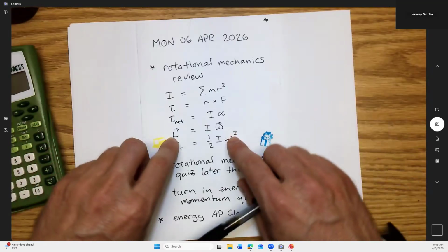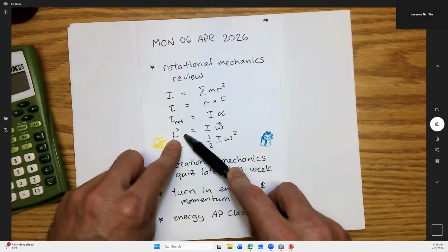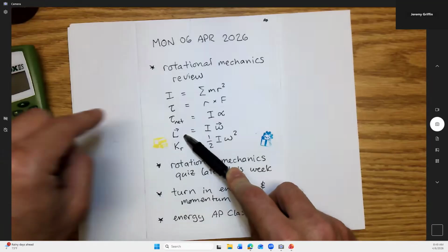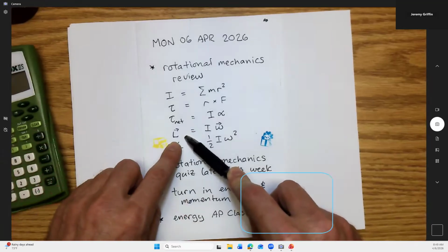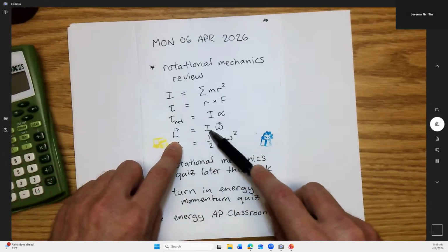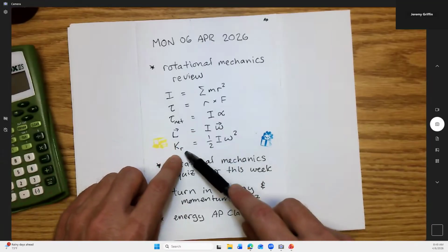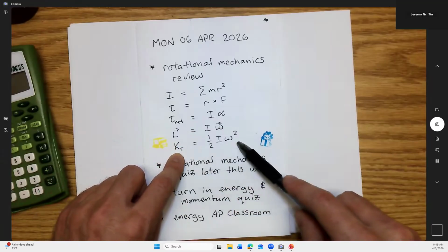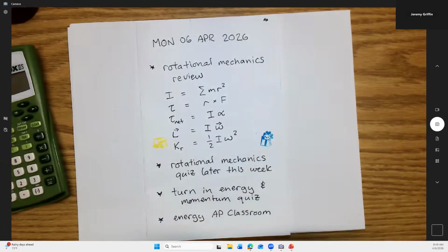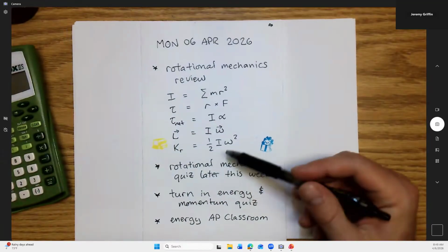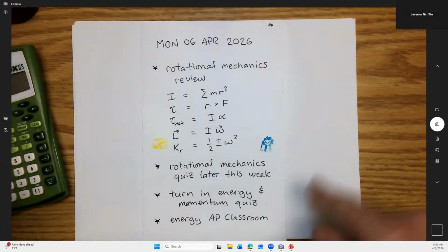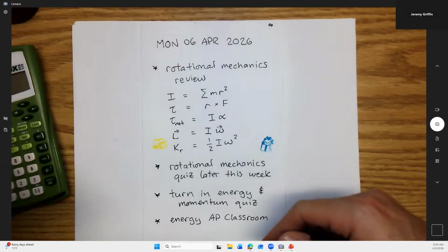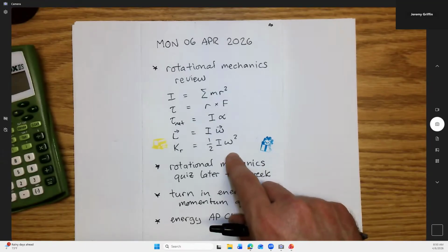Unit 6: what is capital L in this class? Angular momentum. So something is rotating and has a momentum in an angular, rotational sense. And how about this very last line? Yeah, rotational kinetic energy. So what's the energy of rotating? How much work does it take to get something to rotate like that?